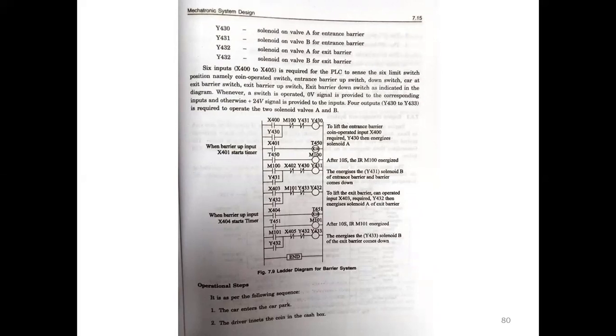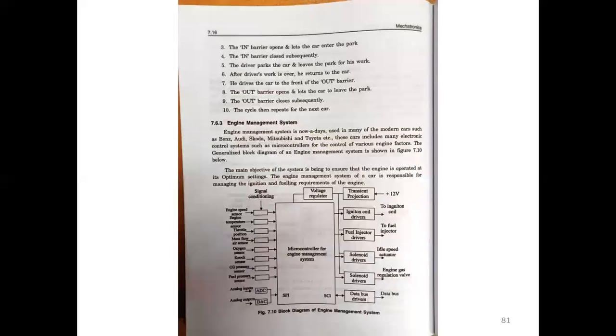So these are the steps. The car enters the car park. The driver inserts the coin into the cash box. The in barrier opens and lets the car enter the park. The in barrier closes subsequently. The driver parks the car and leaves the park for his work.